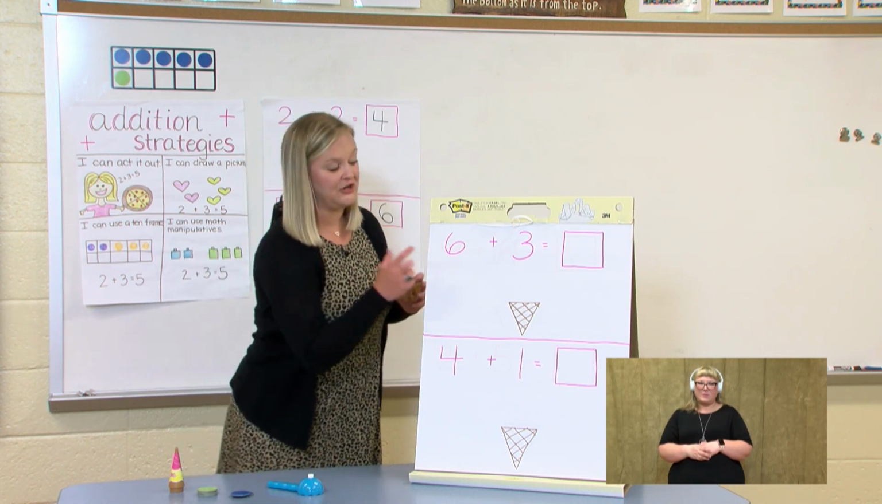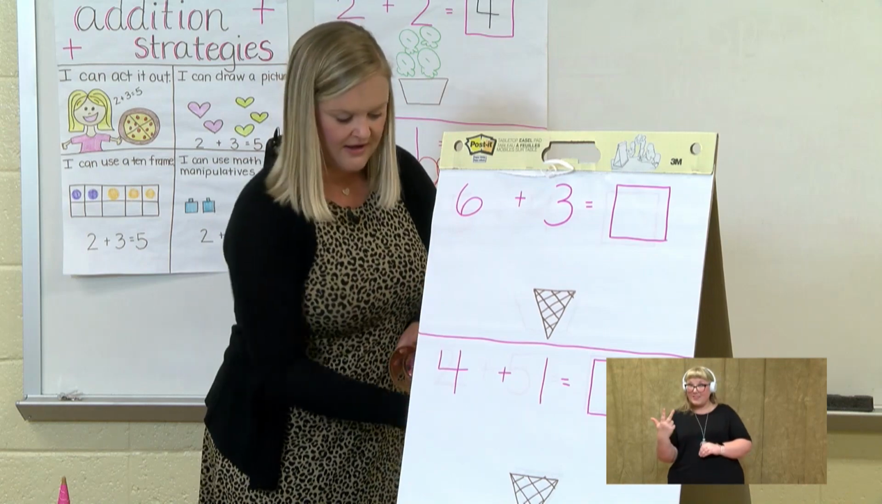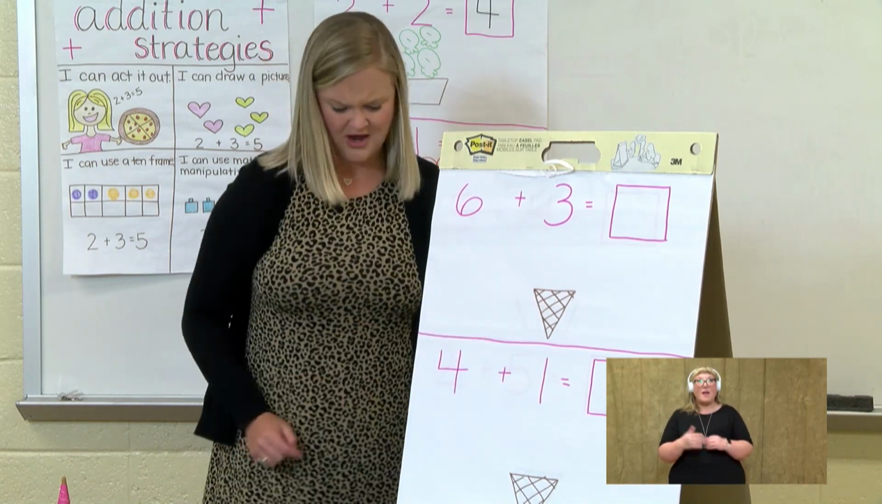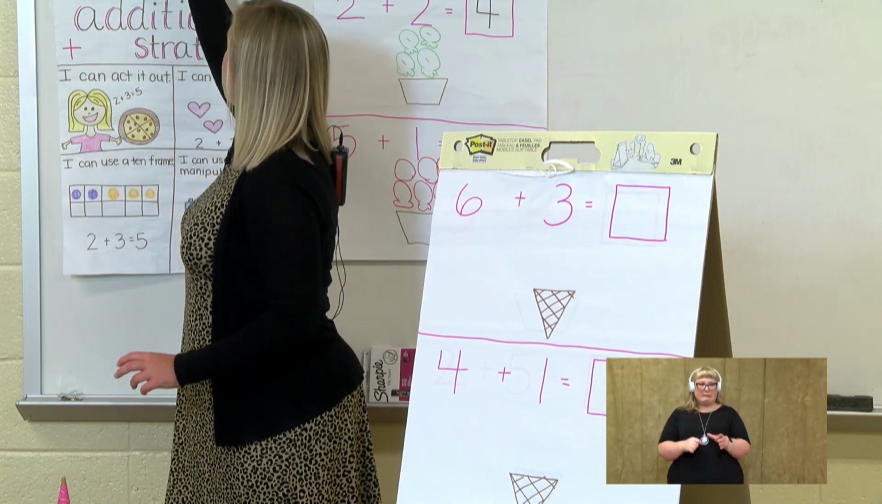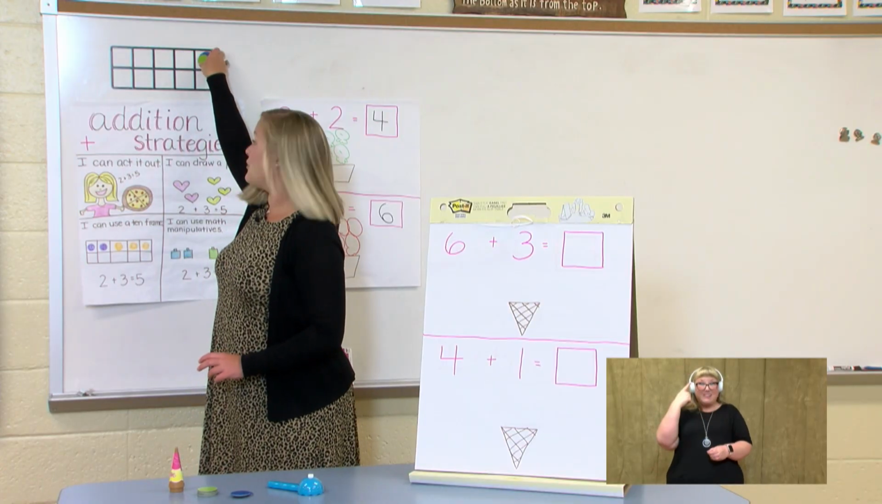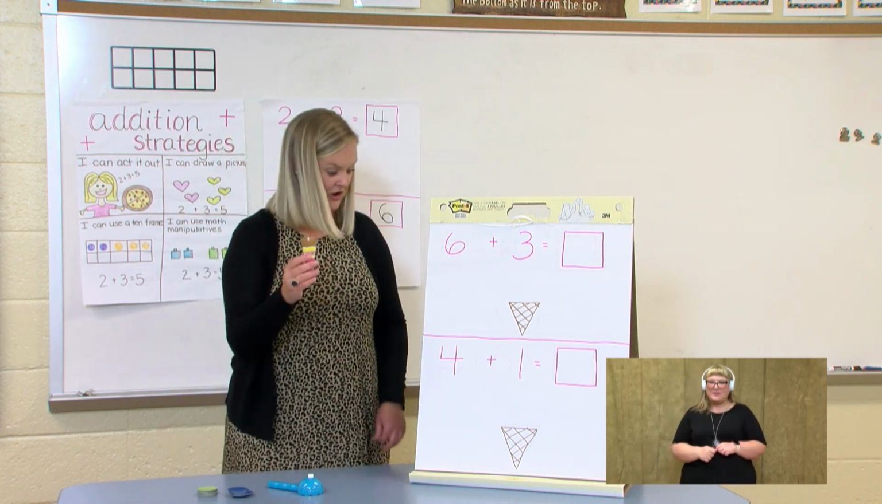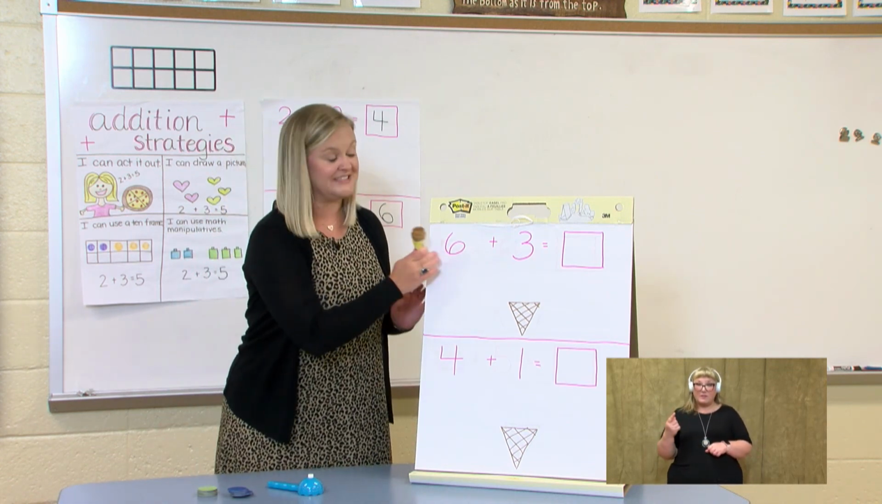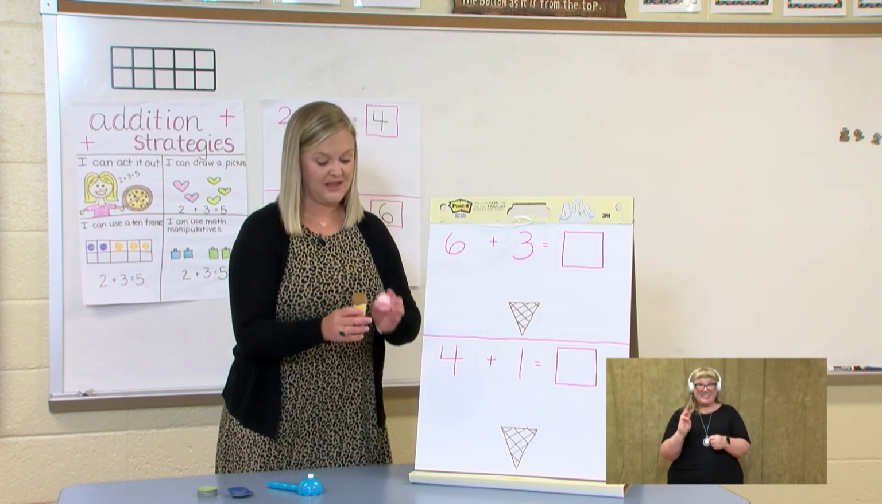Let's read this together. 6 plus 3. And in my picture here, I have a cone. I don't know that I can add 6 plus 3 on top of a cone. Do you think that they will all stay? Let's give it a try. All right, first we need to put 6 scoops on top of our ice cream cone.